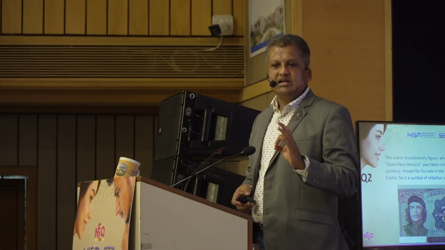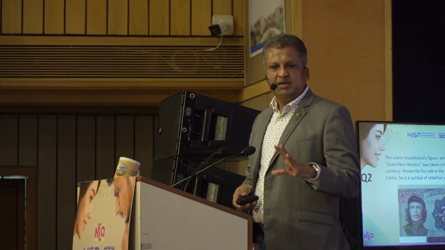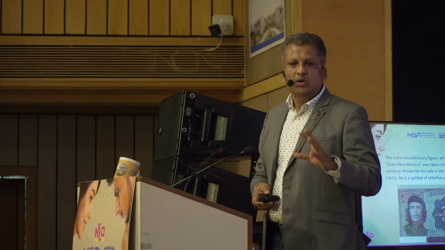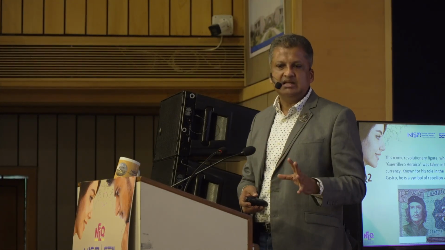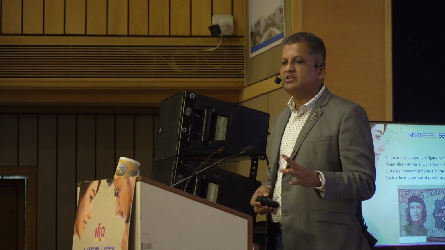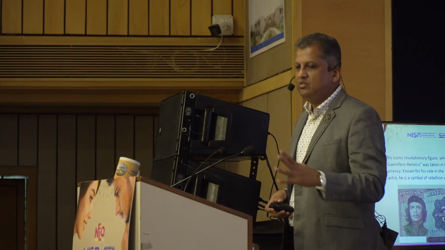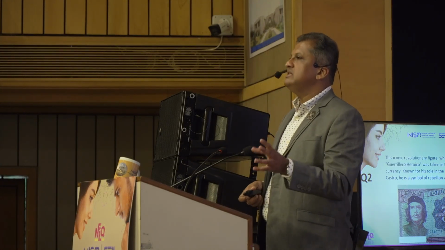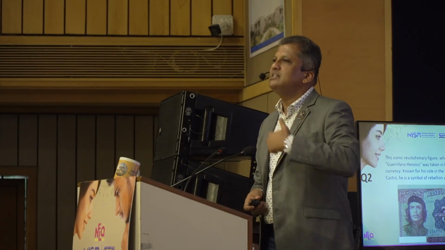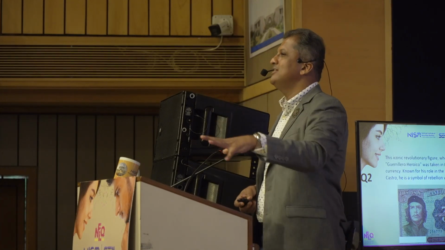Question number 2. This iconic revolutionary figure, whose famous photo, Guerrillero Heroico, was taken in Havana, Cuba in 1960, appears on Cuban currency. Known for his role in the Cuban Revolution alongside Fidel Castro, he is a universal symbol of rebellion worldwide. Who is this figure? And his first name is coincidentally something that is very prevalently uttered as a word here in Gujarat. Team A. No more hint, no?